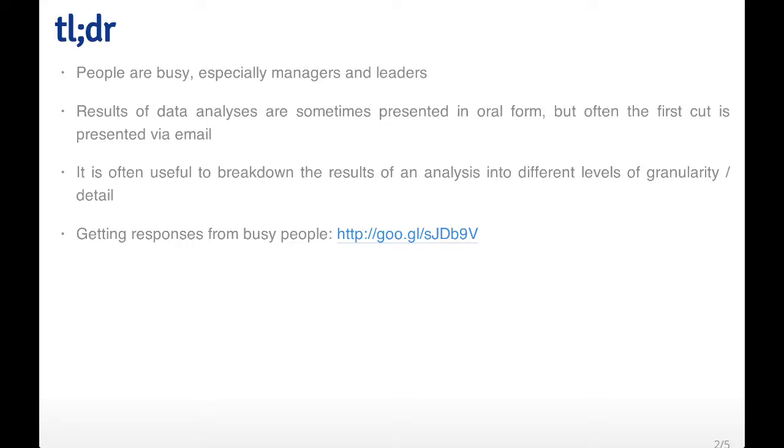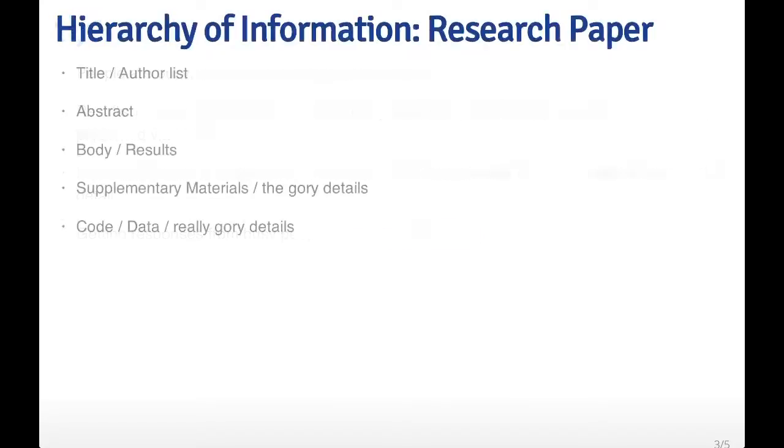So the idea is that many times when you present a data analysis, it will be in an oral form like a presentation or in a meeting, but often the early results or intermediate results are presented via a medium like email. And it's so useful to break down the results of an analysis into different levels of specificity or granularity. And so here's a link to just some general advice on how to get email responses from busy people. But the basic idea is that you don't want to blast a ton of information to someone in one go, because it'll be overwhelming and people will be less likely to read what you have to say.